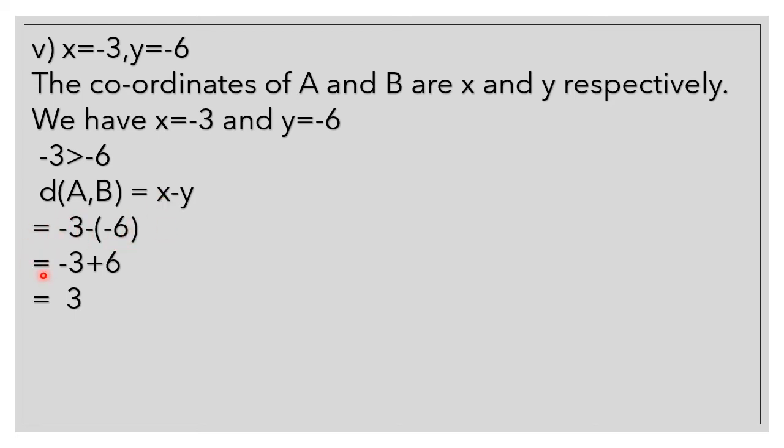Hence in the next step what will we write? This minus 3 minus minus will give us plus, so plus 6. So in the next step we will write minus 3 plus 6, that is equal to 3. Hence the distance between the points A and B is 3 units.